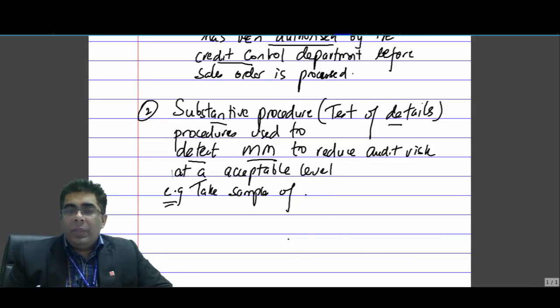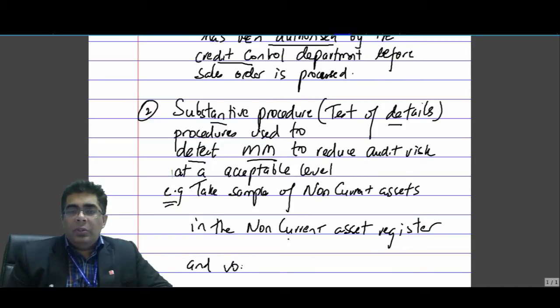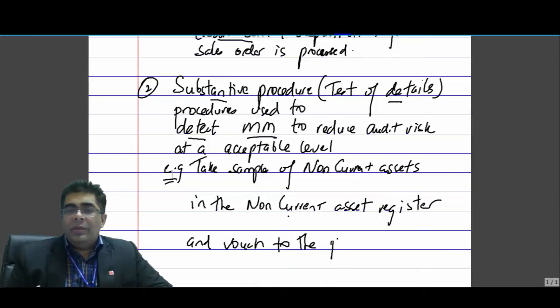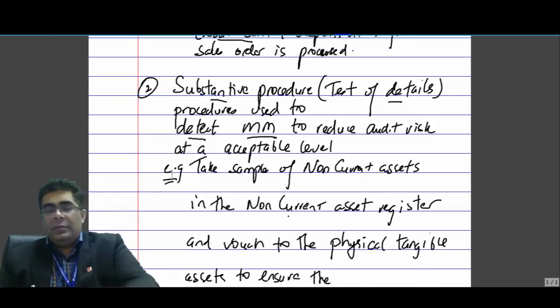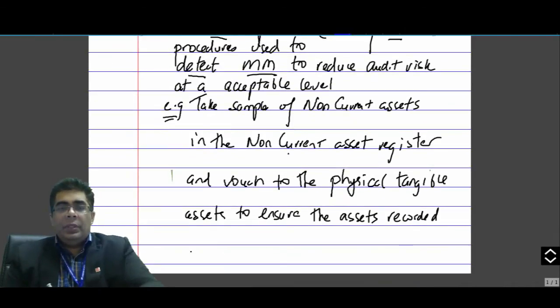samples of non-current assets in the non-current asset register and vouch to the physical tangible assets to ensure the assets recorded actually exist.